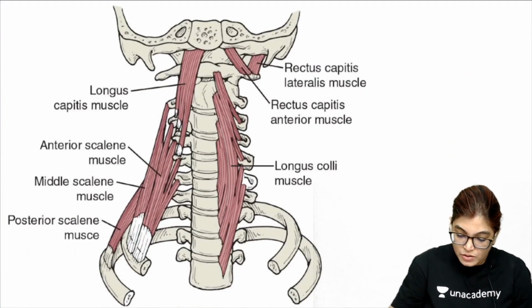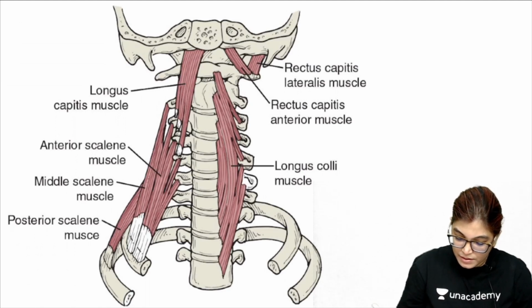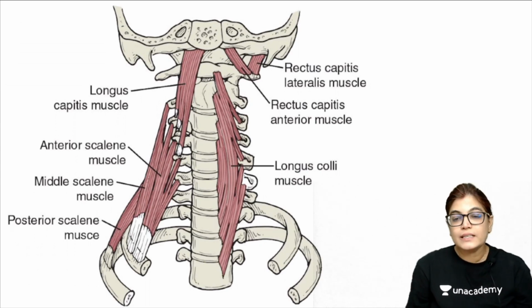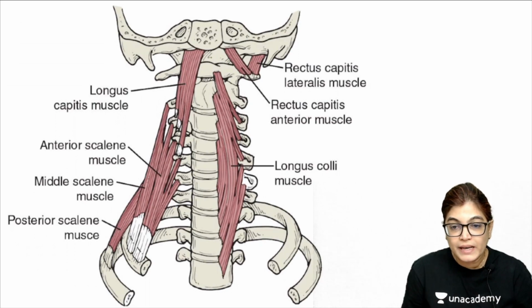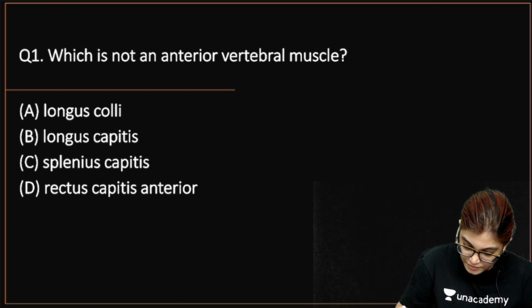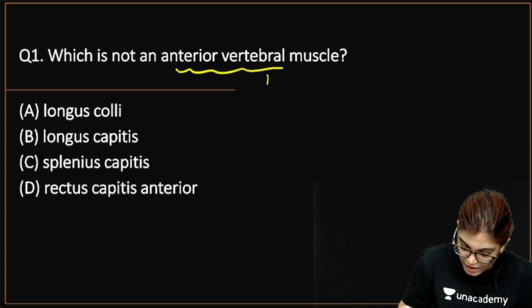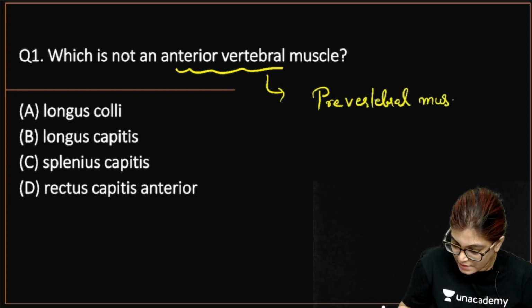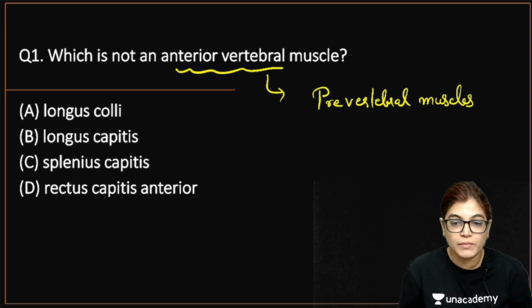So this MCQ is related with the anterior vertebral muscle. So the first thing is, what muscles are called anterior vertebral muscles and which muscles are included in this group. Now, anterior vertebral muscle is also called prevertebral muscle.